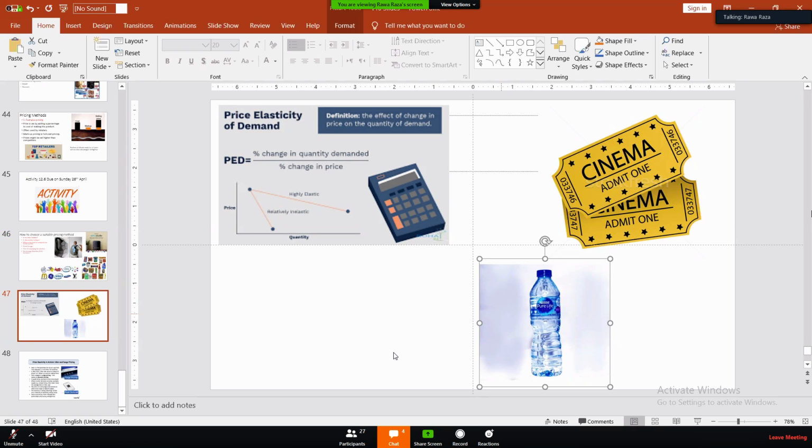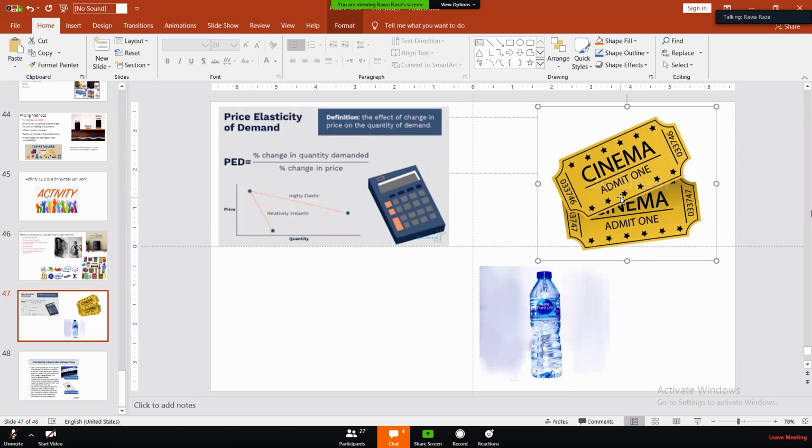Inelastic, okay? For products like the cinema tickets, I call them price elastic, okay? So the PED would be higher for the tickets, and the PED for the bottled water would be lower, less than 1, because it's less responsive.